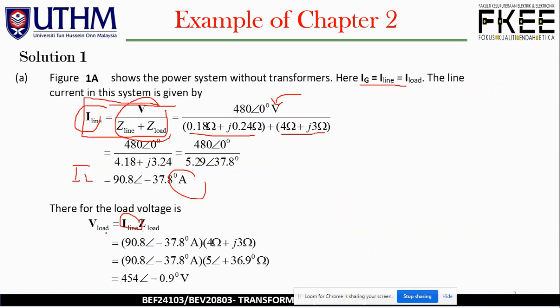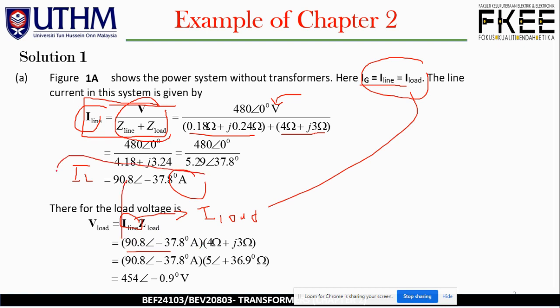So V load equals I line times Z load, which is equal to I load, as we defined earlier, multiplied by Z load. Again, substitute the values: the current we just calculated, and Z load from the question. Finally this gives us V load equal to 54 angle negative 0.98 volts.